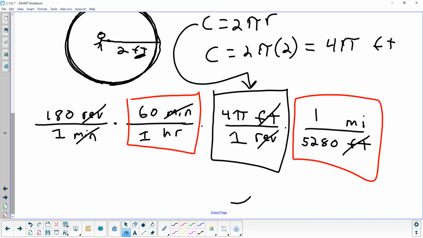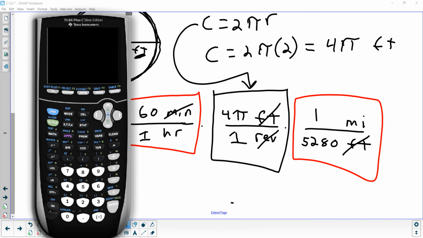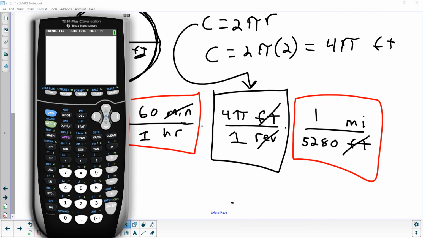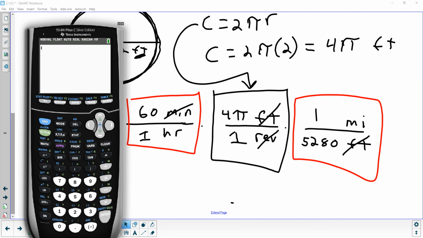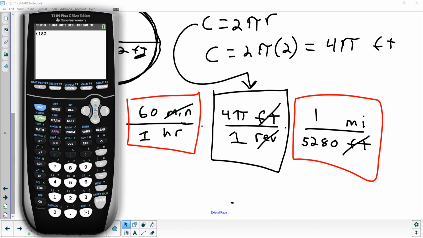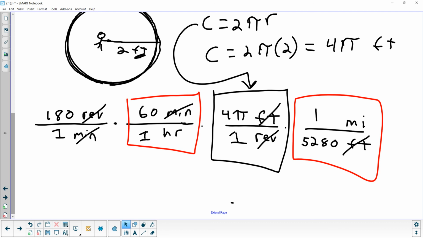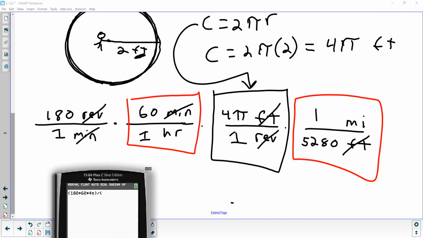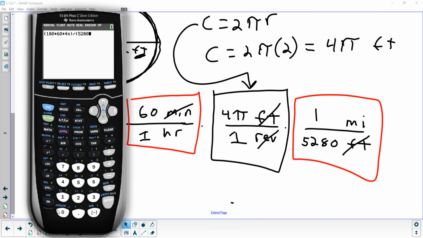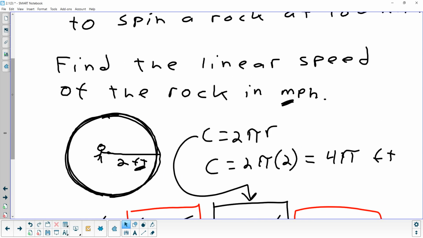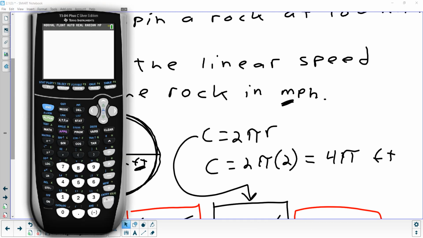Okay, so let's multiply straight across. And I'll show you how you can do this one all in one step. So let's do in parentheses 180 times 60 times 4 pi. Do I need to do times 1? No, that part doesn't matter. Divided by, in parentheses, 5,280. So, if this was the situation, someone's spinning a rock on a 2-foot rope, and they let it go, the speed that it would go in miles per hour would be about 25.7 miles per hour.